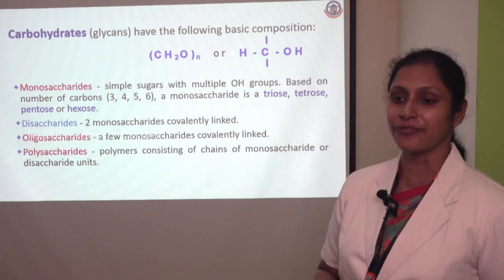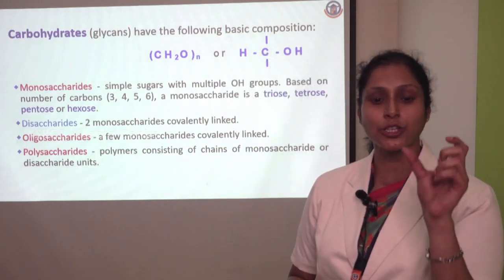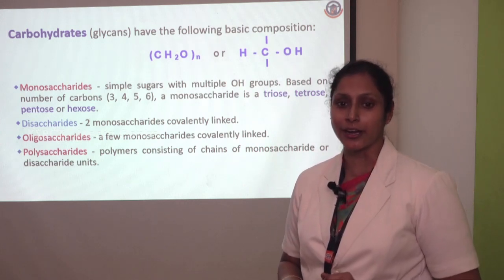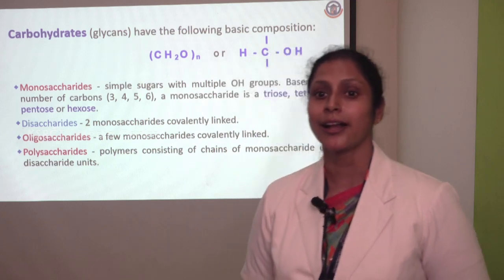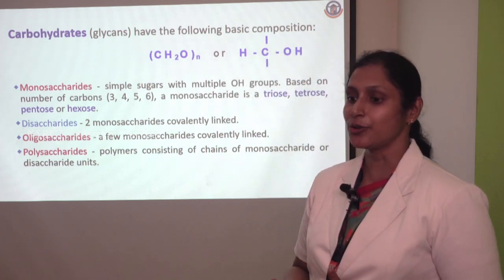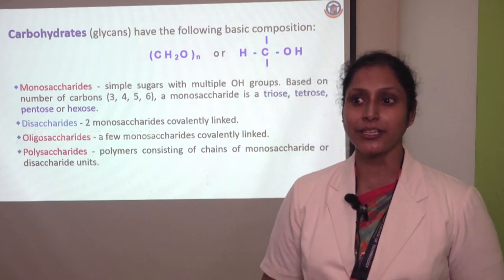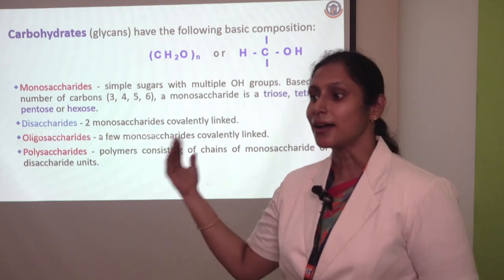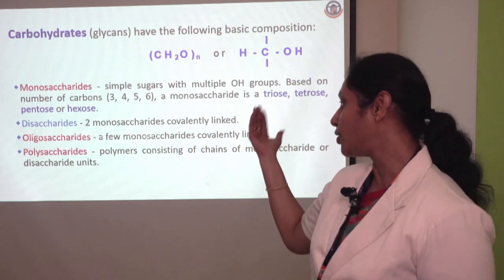Coming to the next classification, disaccharides. As the name implies, di means 2. These carbohydrates contain 2 monosaccharide units linked together by a special type of bond called a glycosidic bond. Another classification is oligosaccharides, which are carbohydrates containing a few monosaccharide units, more than 2 and less than 10.